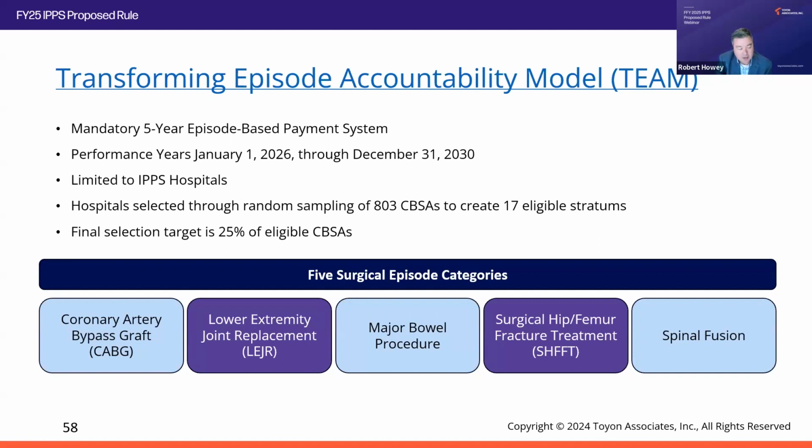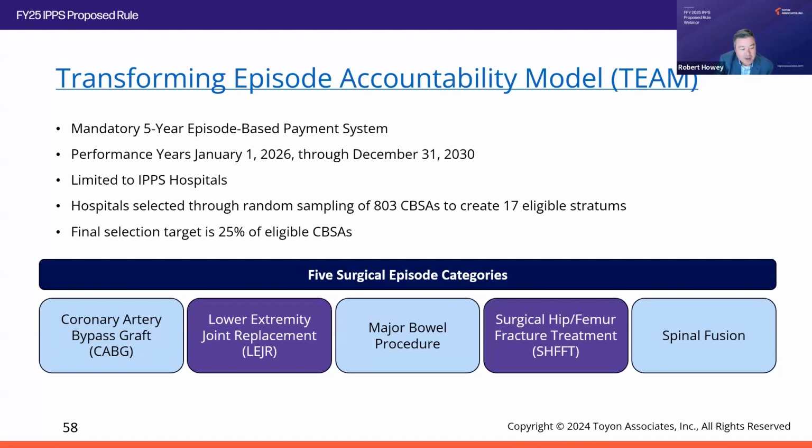So hospitals will be randomly selected, similar to a lottery, through random sampling of about 800 CBSAs. They're going to create these 17 eligible strata to have some type of randomness to it. Those CBSAs that were not part of previous bundles are going to get a higher weight because they definitely want to expand it. Those that have a higher amount of cases in those 5 surgical episode categories at the bottom are also going to have a higher weight, meaning you have a higher chance of being selected. And then those CBSAs that have safety net hospitals with those categories are also going to have higher weight, kind of like the NBA lottery where you have a higher weight assigned to you, which means you have a higher chance of being selected.